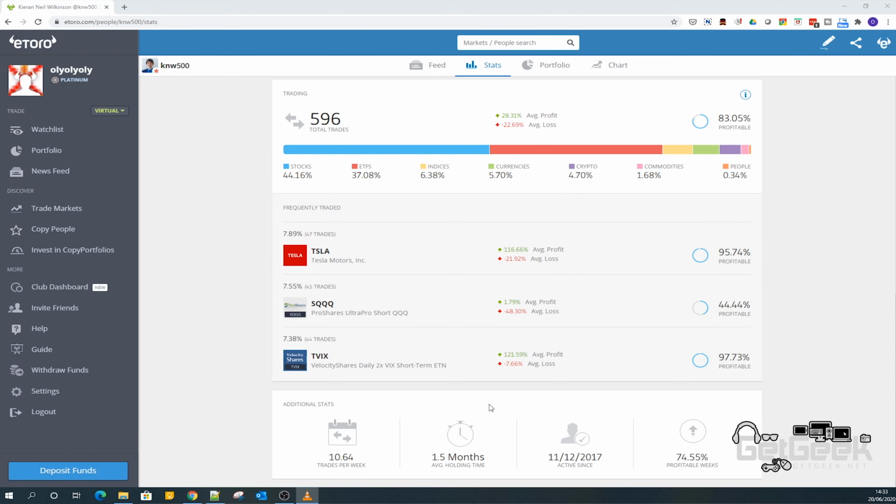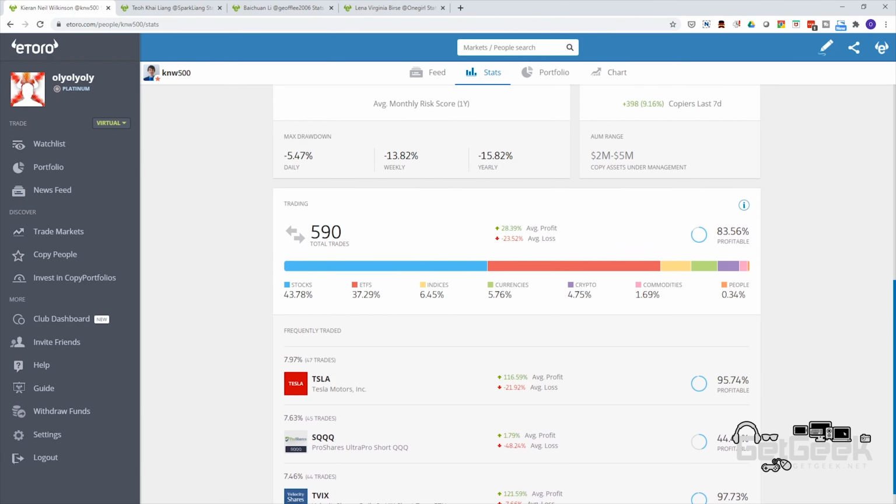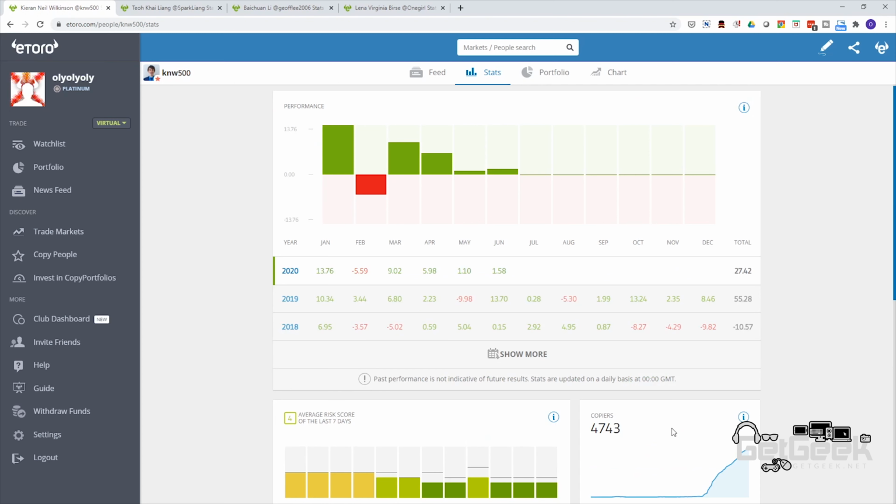And then when you come down here, you can see he does 10.5 trades a week, average holding time 1.5 months, and he's got 75% of his weeks are profitable. So that's pretty good. And there's a reason why this guy's got 4,743 copiers.